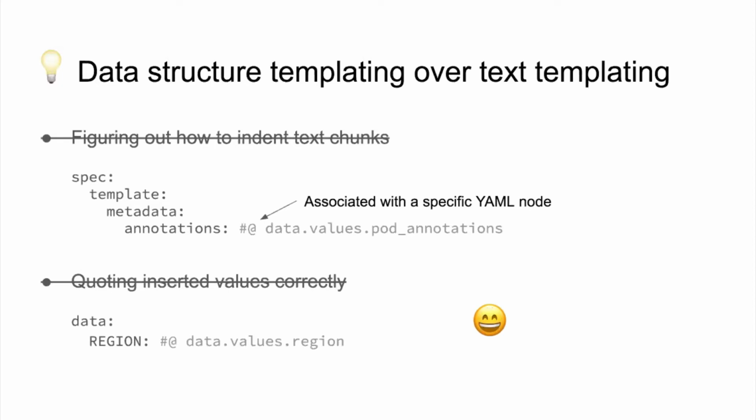Now, in this example, we're doing the same thing as what you saw before, but with YTT. And you'll notice that I'm writing valid YAML the entire time. So I can focus on the values that I'm templating instead of thinking of constructing that YAML. And then the data values pod annotations here is provided by a configuration consumer, and it's associated with a particular YAML node by YTT.